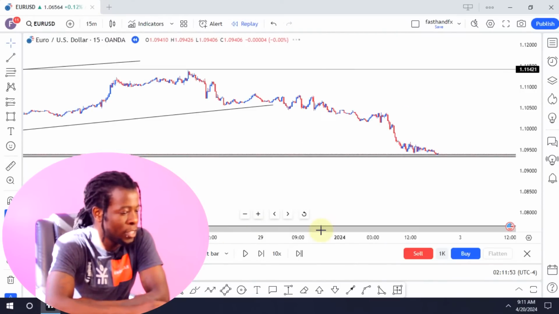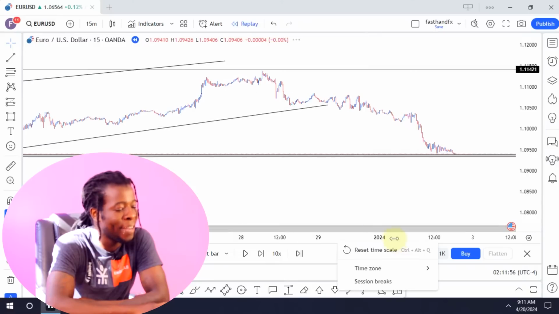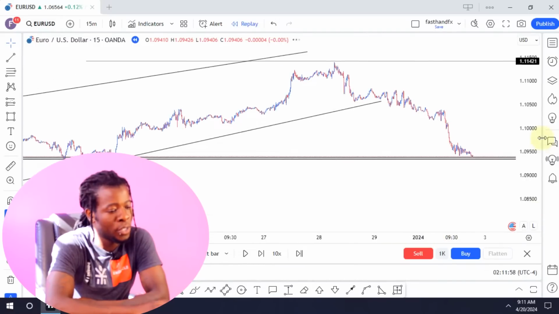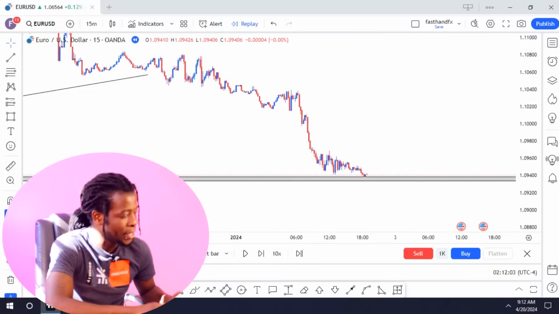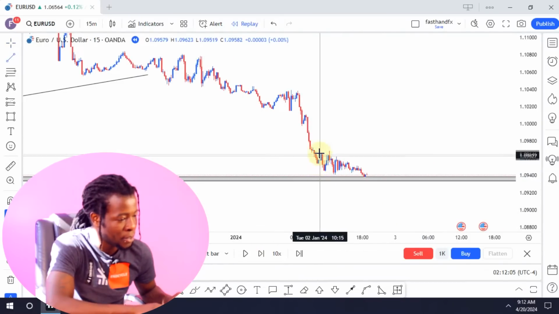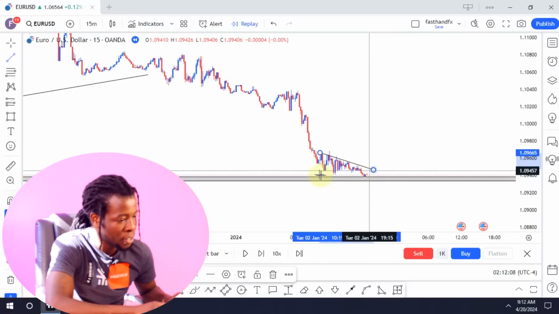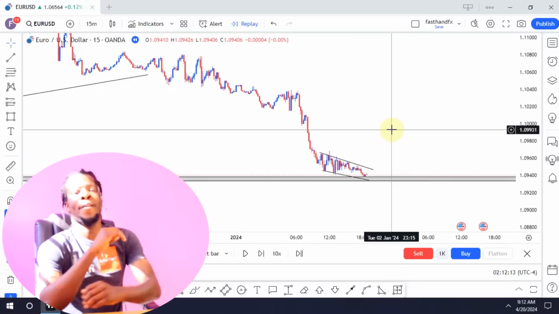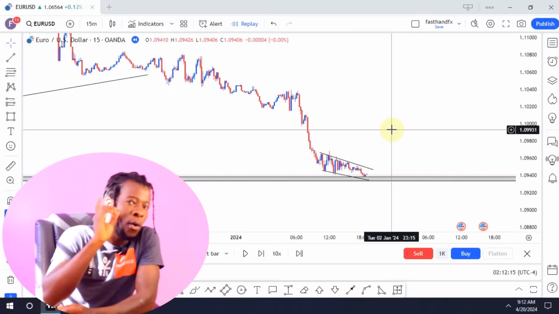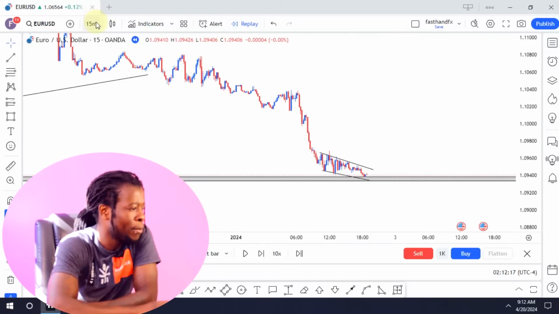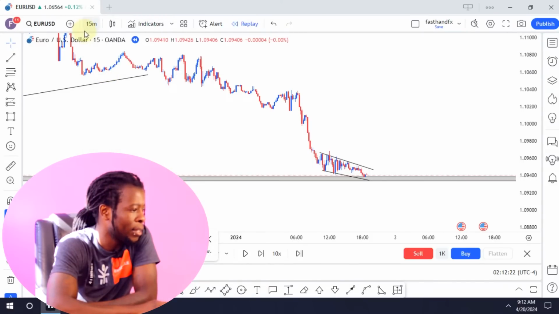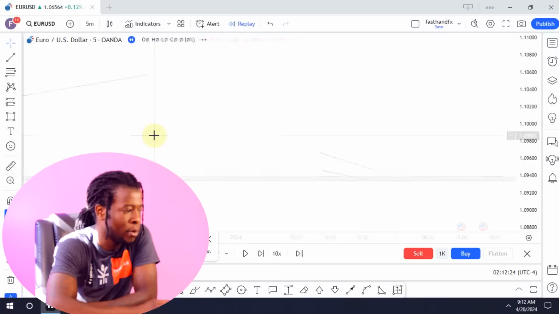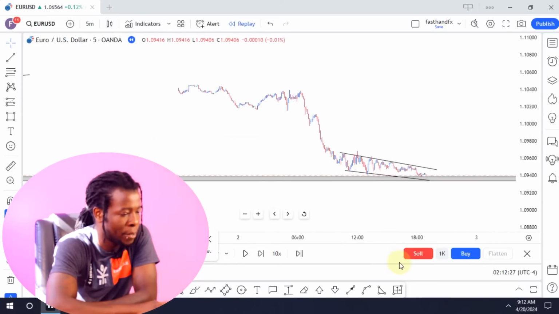Since we have already identified our key levels, we should start looking for price action. One thing I say: understand how price approaches support or resistance. There's this kind of approach, something like this. This calls for my attention right there. Now let's go to the 1 minute. I don't know if TradingView will allow us to hit the 1 minute. Okay, we can't access the 1 minute. Either way, let's look at the 5 minutes now.